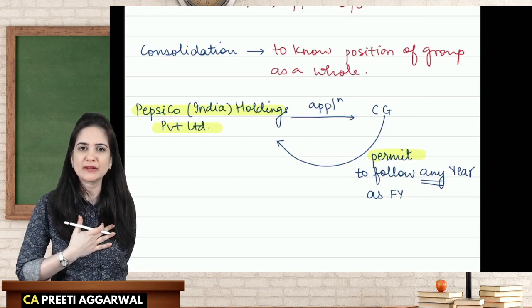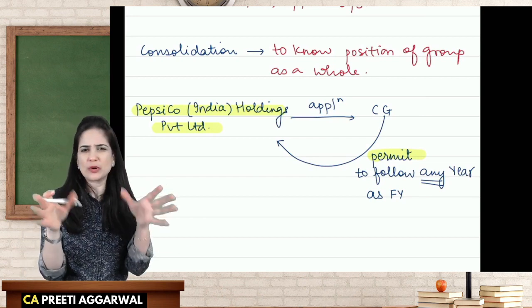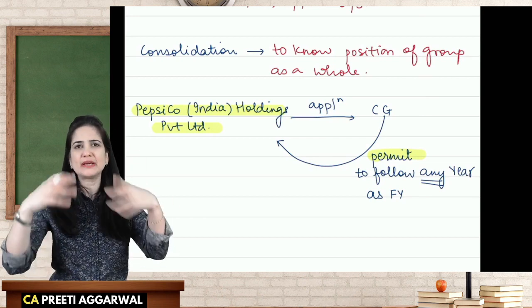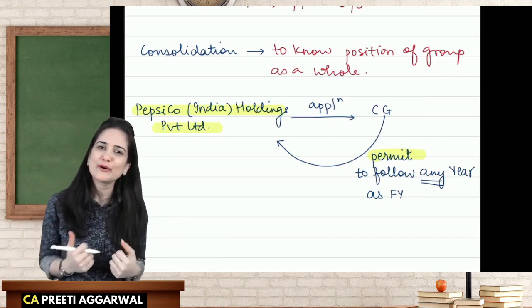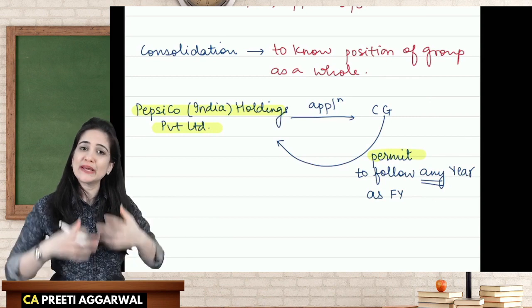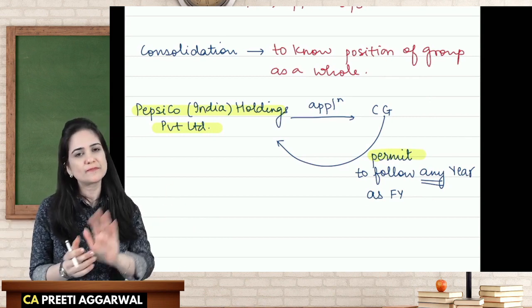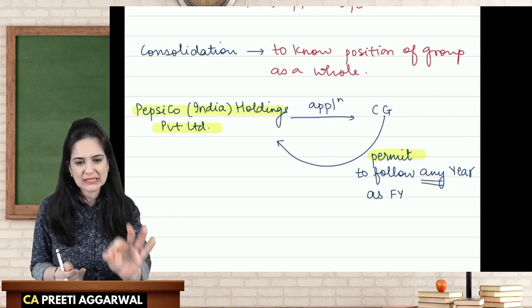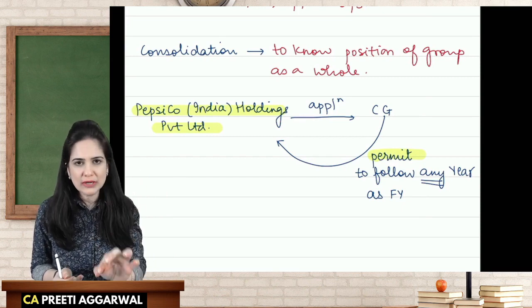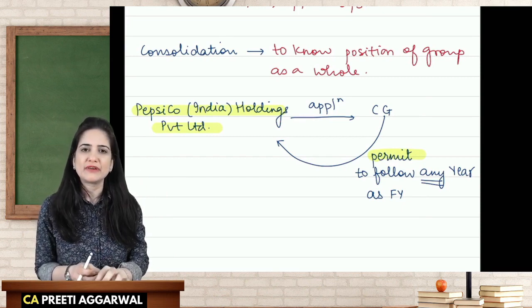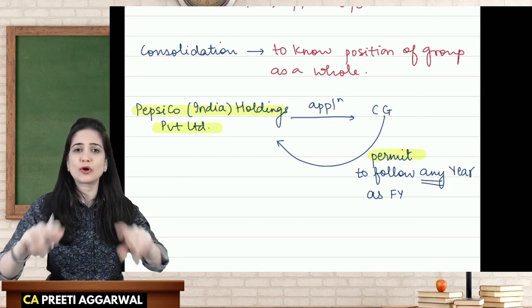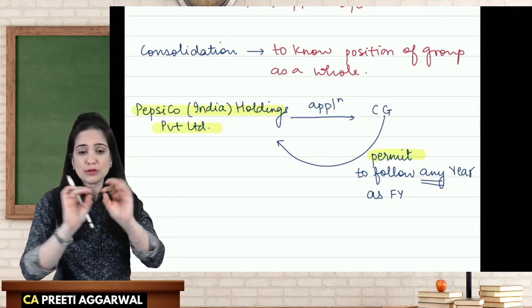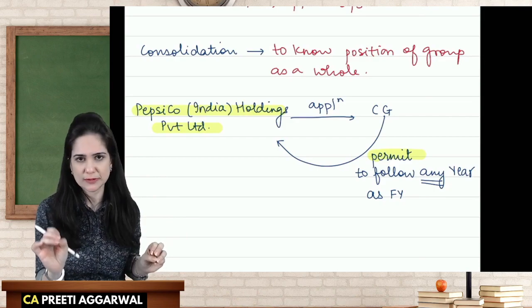I am a company incorporated in India. I don't have such holding or subsidiary. I don't have any company incorporated outside India with whom I have to consolidate the accounts. Can I also gain the benefit of following any period for my financial year? Sorry. This is available only and only if you are a holding or a subsidiary or an associate of any company incorporated outside India. So not everyone can claim this privilege.